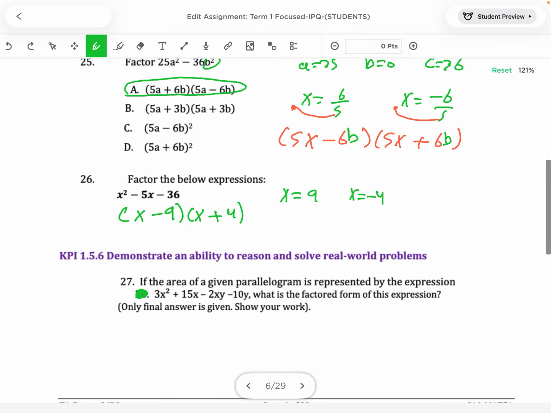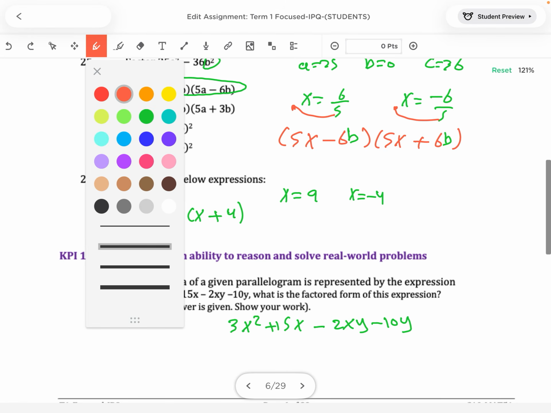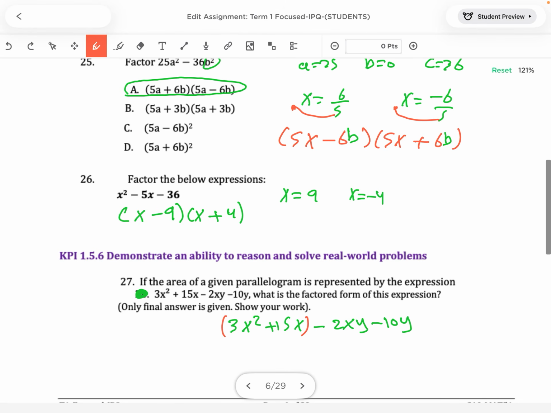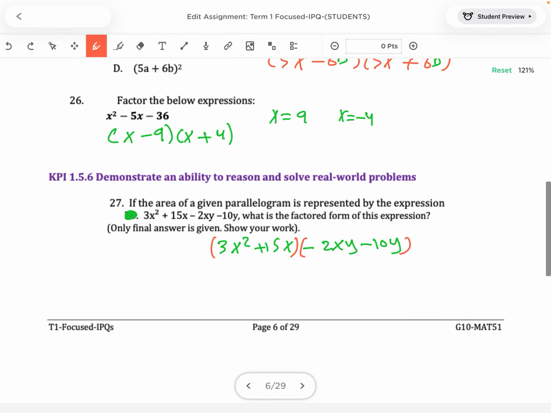If the area of a given parallelogram is represented by the expression, what are the factors of the expression? Show your work. So I have to write the expression, 3x squared plus 15x minus 2xy minus 10y. This one is factoring by grouping, so I will group the first two and the last two. Between the first two, the GCF is 3x. So 3 divided by 3 is 1, x squared with x is x. 15 divided by 3 is 5, x is already up.